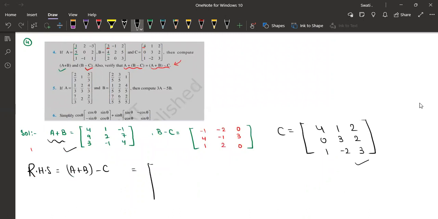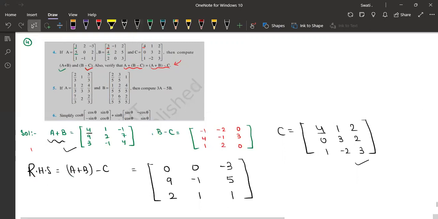So let's do it. It is simply going to be this minus this. So 4 minus 4 is 0. 1 minus 1, 0. Minus 1 minus 2, right? So that is going to be minus 3. Next, 9 minus 0, that is 9. 2 minus 3, that is minus 1. 7 minus 2, that is 5. Next, 3 minus 1, that is 2. Minus 1 minus -2. So minus 1 plus 2, that is 1. Now 4 minus 3, that is 1. So this is what we have in the RHS.